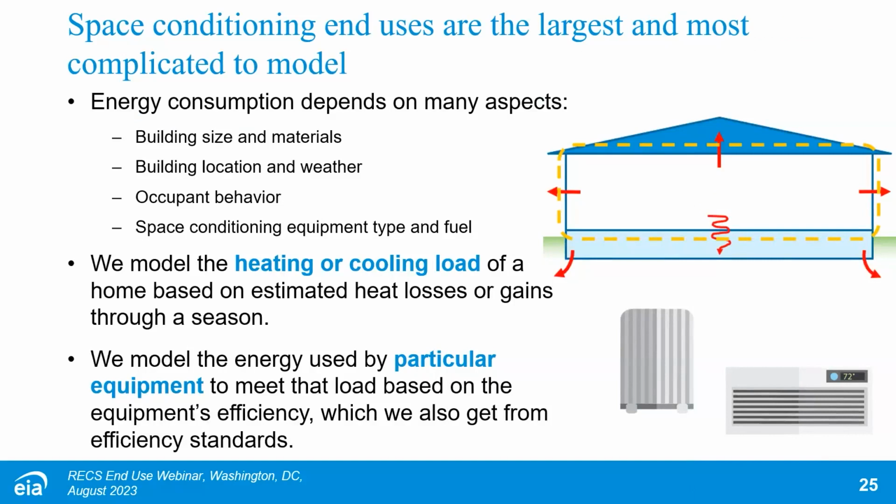The way we actually model this is we go after first a heating or a cooling load. And that's based on our estimates of what heat losses or heat gains the home has experienced through a season. And then after that, we model the energy used by particular equipment to meet that load. And that's based on the equipment's efficiency, which we also get from efficiency standards when they're applicable.